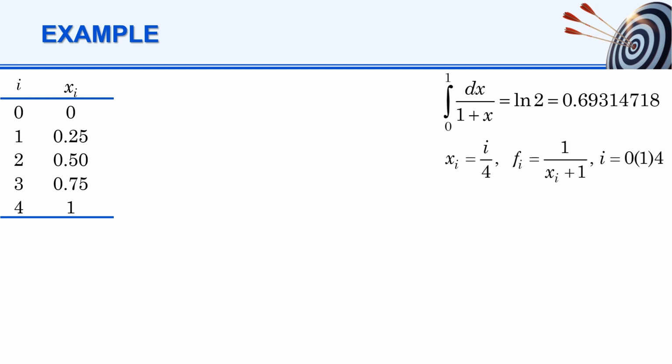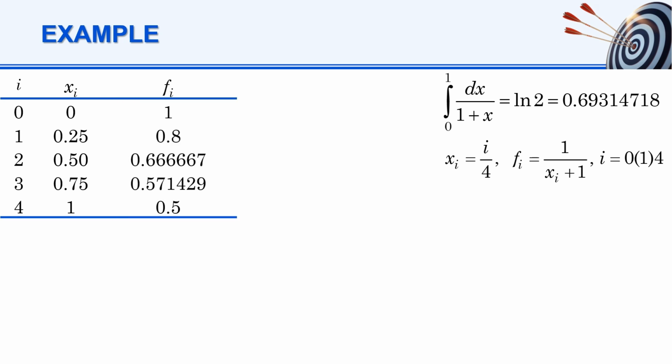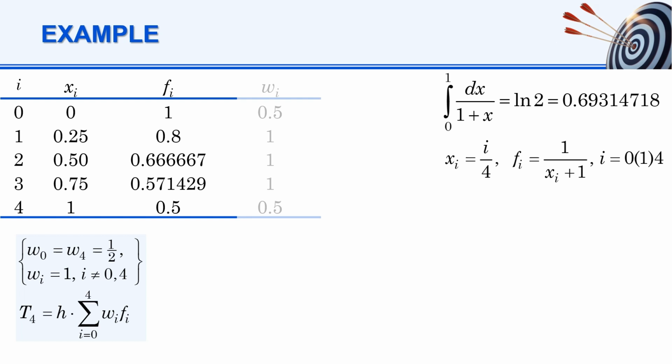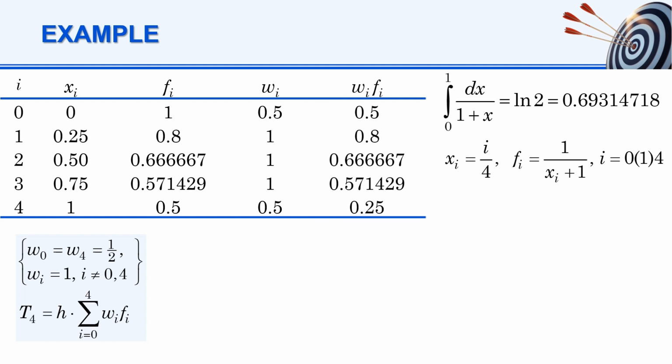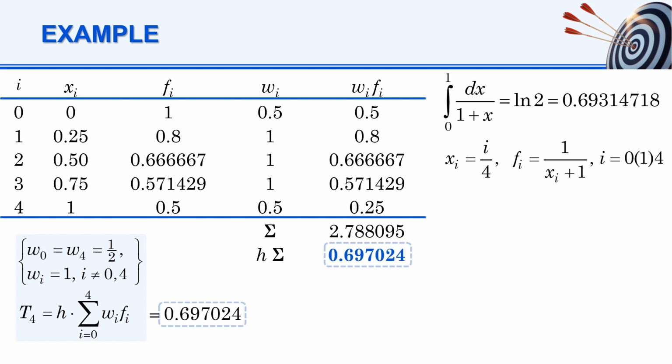For n equals 4, we construct and tabulate the abscissas and the ordinates. We express the trapezoidal rule as a weighted sum, where the weights placed in the fourth column are 0.5 for the first and last data and 1 for the others in between. The last column is the product of the functions in each row and the corresponding weights. The last column's sum gives the parenthetical term of T4. Multiplying it with h yields T4, which is 0.697024. The corresponding true error becomes minus 0.003877.